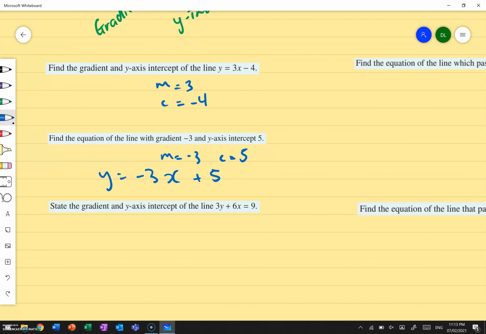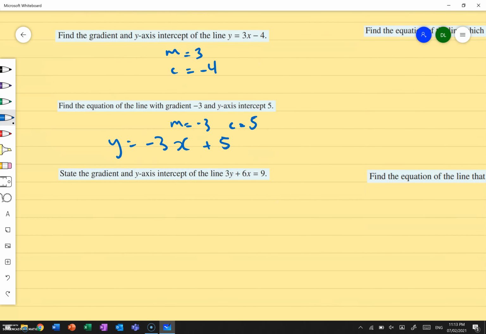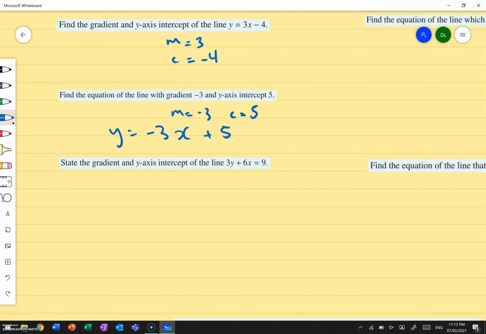Okay, the last question for this type is state the gradient and the y-axis intercept of the line 3y plus 6x equals 9. Now this one isn't strictly looking at gradient intercept form, but I think it's a really good example. For this one, what we need to do is transpose the equation into gradient intercept form. So remember, we're looking to get the form of y equals mx plus c. I've got 3y plus 6x equals 9.